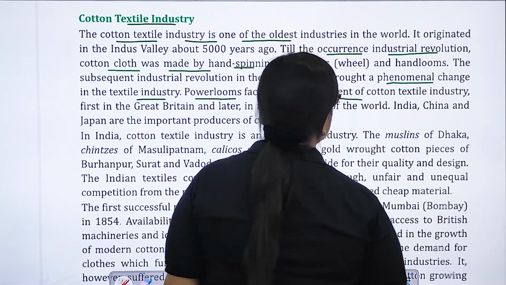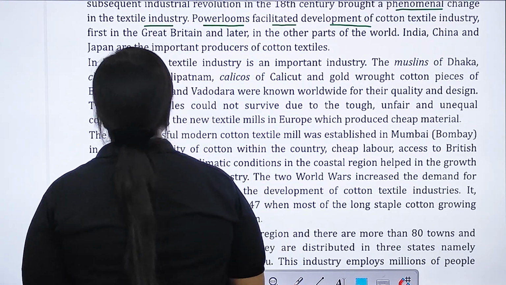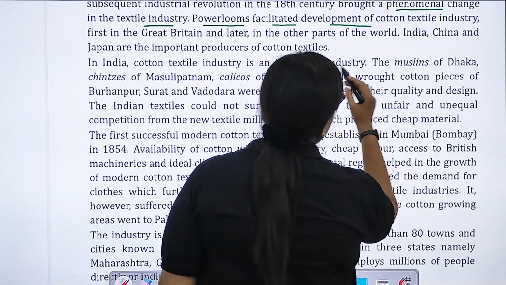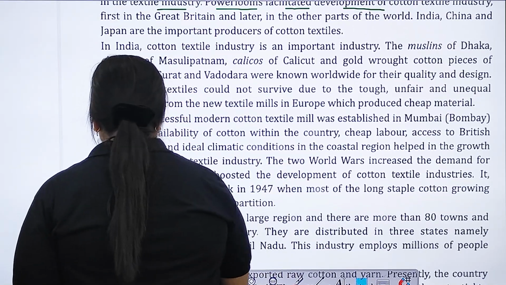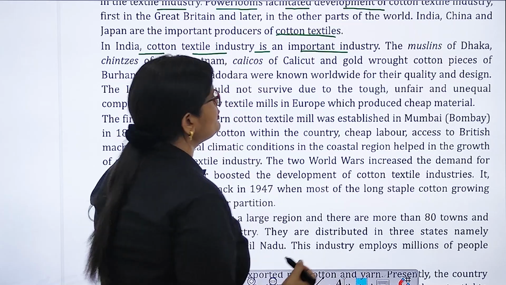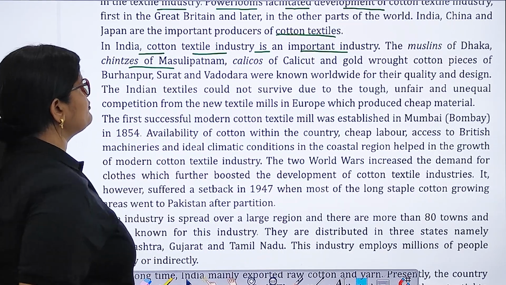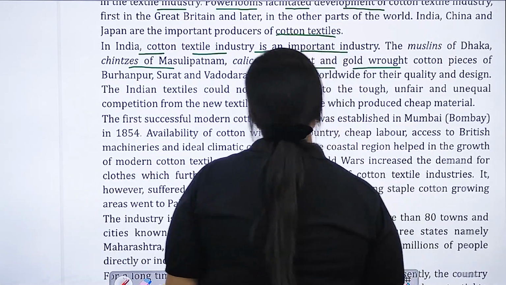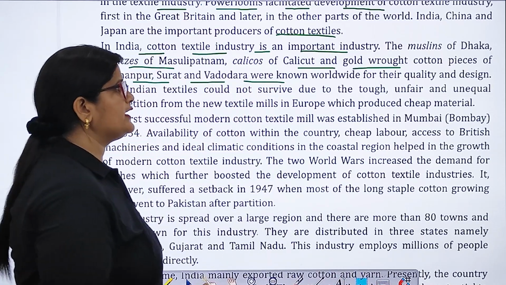Power looms facilitated development of cotton textile industries, first in Great Britain and later in other parts of the world. India, China and Japan are the important producers of cotton textiles. In India, the cotton textile industry is an important industry. The muslins of Dhaka, chintz of Masulipatnam, calicos of Calicut, and gold-wrought cotton pieces of Burhanpur, Surat, and Vadodara were known worldwide for their quality and design.